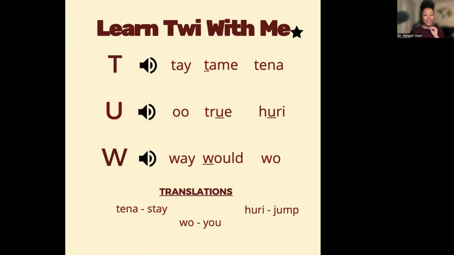So huri, huri. It's almost as if your tongue is going from not touching anything to touching the top part of your teeth. Huri, jump. And then we have wo, which means you. That one's not adding to the vocab. You've known that wo means you and me means me since lesson one, I think.